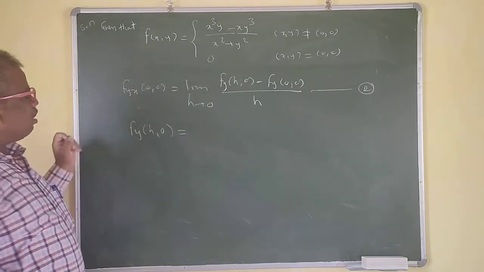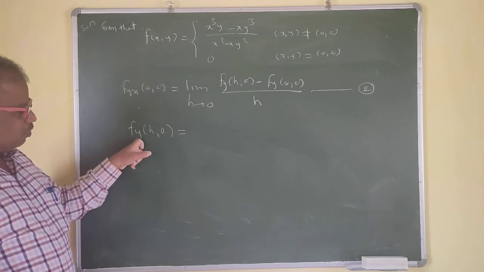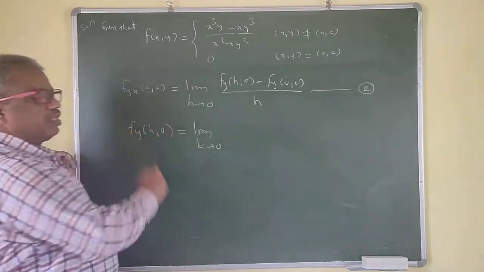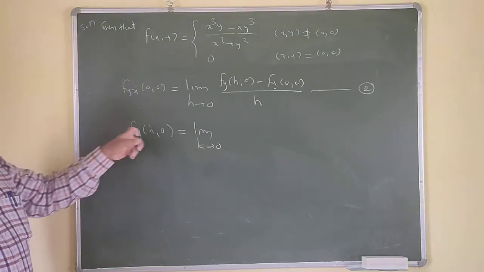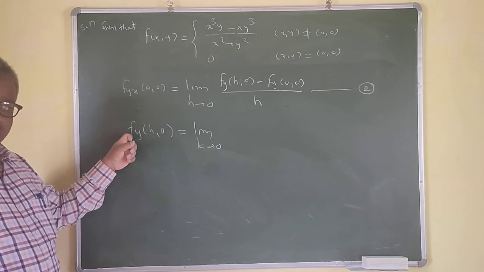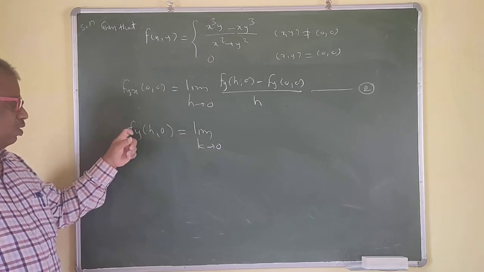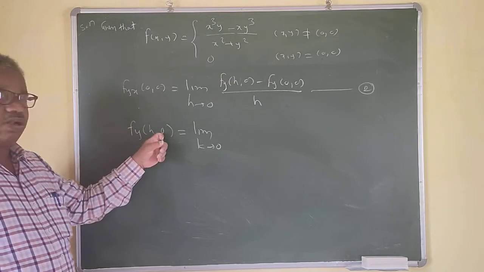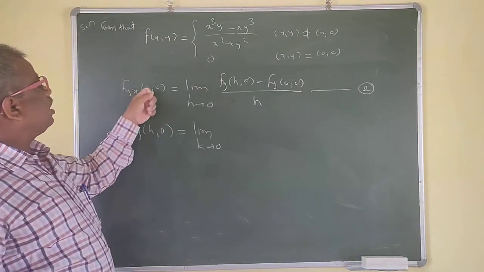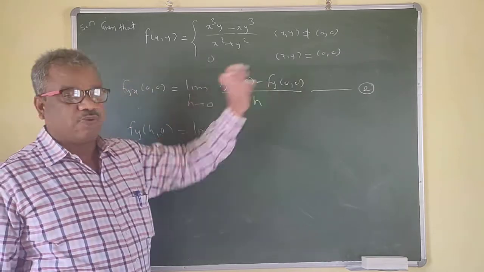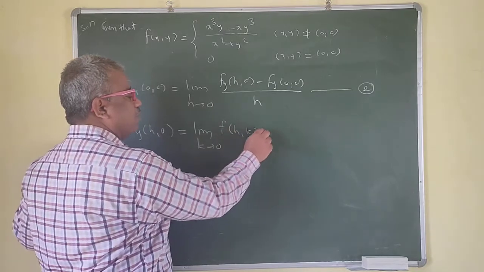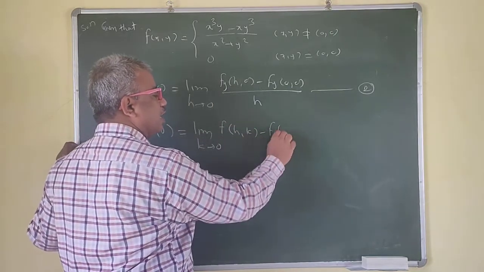So for fy(h,0), here we have to differentiate f partially with respect to y now. So we have to take the limit k tends to 0. Now we have to increase the y coordinate by k. So we are differentiating f partially with respect to y. So here we increase the y coordinate of f, so f(h,k) minus f(h,0).